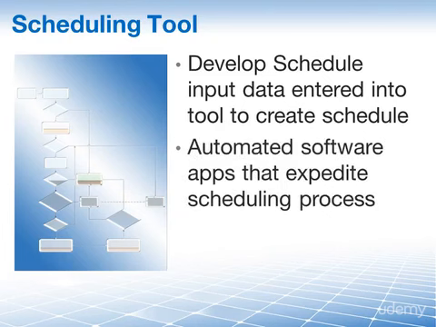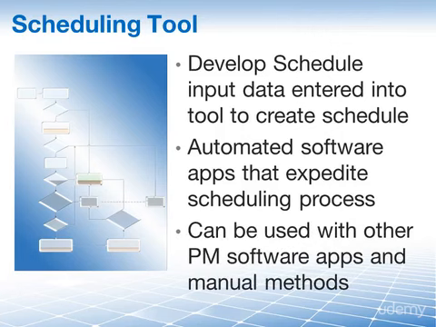Automated scheduling tools are software applications that contain the schedule model and expedite the scheduling processes by automatically generating start and finish dates based on the inputs of activities, network diagrams, resources, and activity durations using schedule network analysis. A scheduling tool can be used in conjunction with other project management software as well as with manual methods to create an updated project schedule. But frankly, why do it manually when you can use an automated scheduling tool?